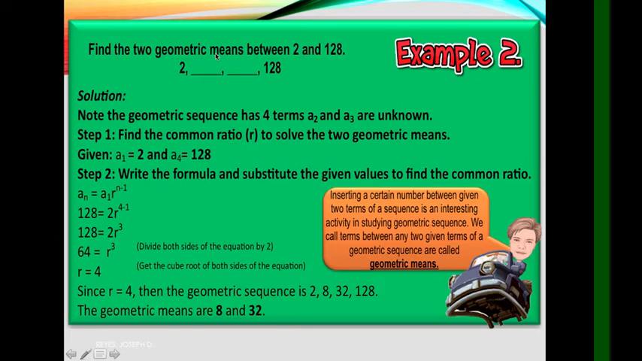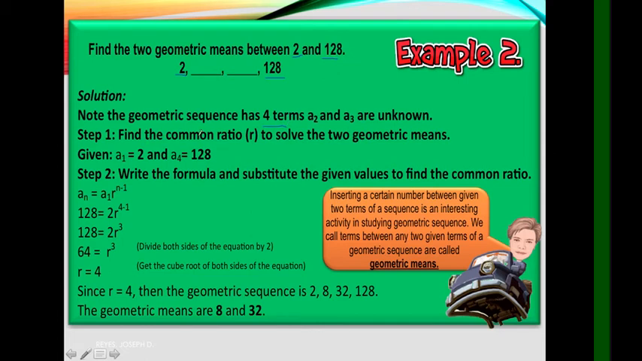Find the two geometric means between 2 and 128. So we have 2 and 128 as our sequence, but we don't know yet the second and the third. All we know is the first and the fourth term. Okay? Note that the geometric sequence has four terms, a sub 2 and a sub 3 are unknown. So it has four terms but we don't know what a sub 2 and a sub 3 are.